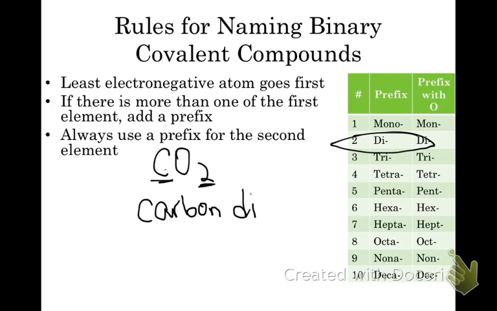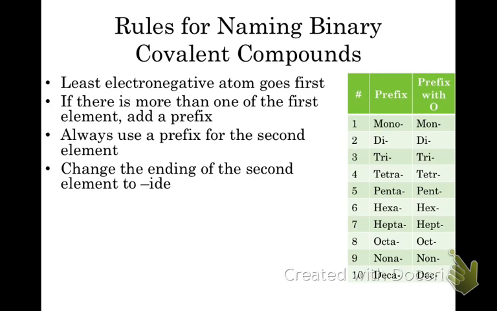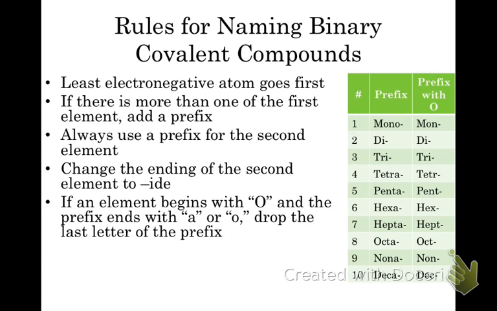Later on, we'll look at the rule, but if the element begins with an O, which is just oxygen, I know I can drop or keep it as di, dioxide. So that's what that third little rule means. Next, change the ending to IDE. If the element begins with O, that's the rule that we just looked at.